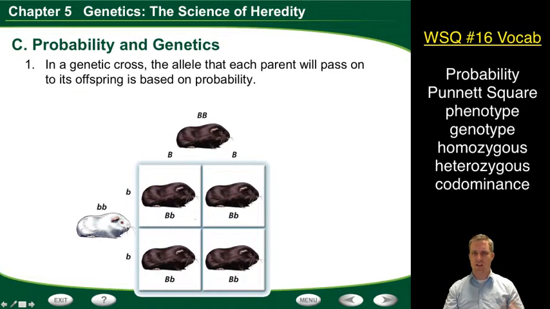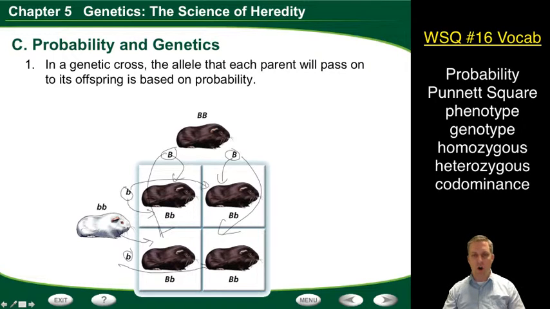Now let's continue on. In a genetic cross, the allele that each parent will pass on to its offspring is based on probability. If we know the genotype, for example, of our guinea pigs here, if we know that the male guinea pig is black and has the dominant traits BB, and we know that the female is white, which means it's recessive and has the recessive traits bb, the female can only pass little b on to their offspring, and the male can only pass big B on to their offspring.